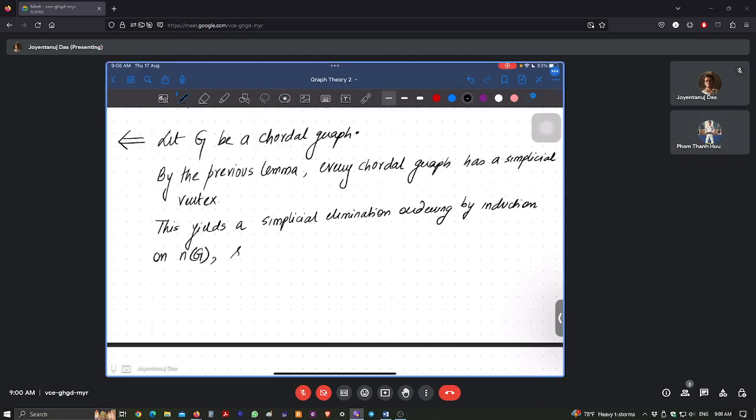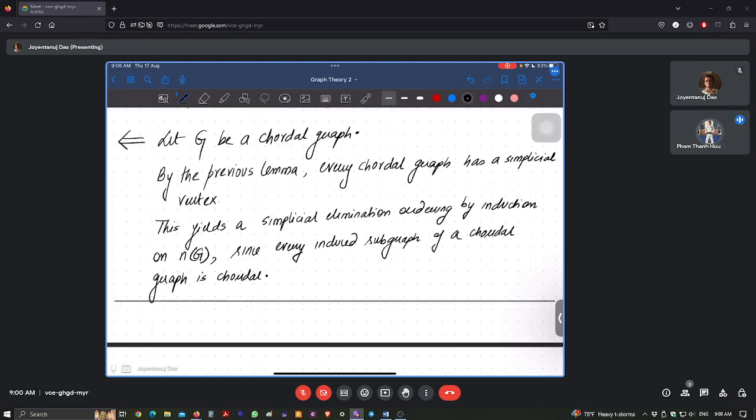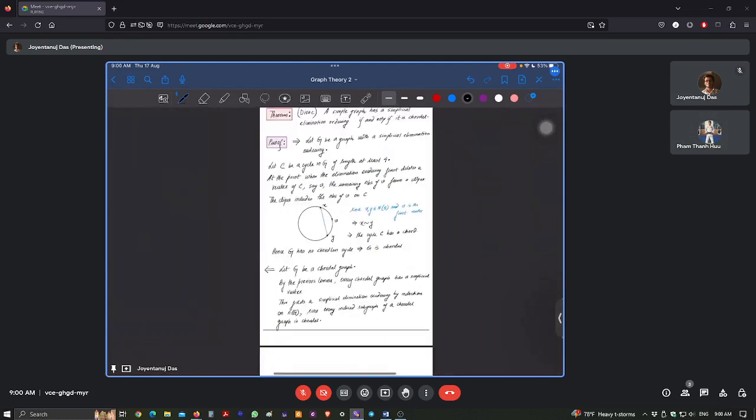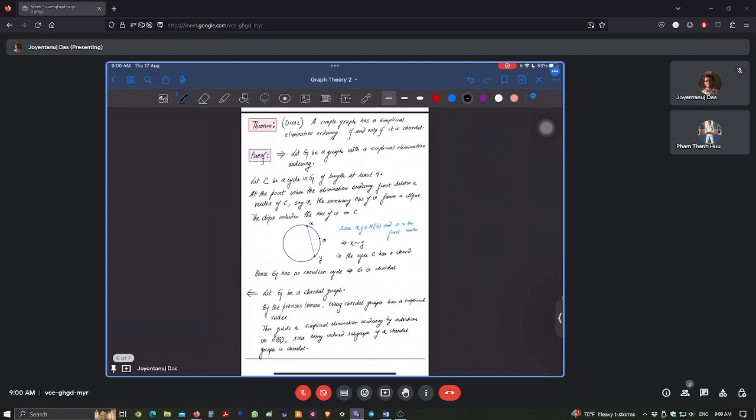Since every induced subgraph of a chordal graph is chordal, this gives me a simplicial elimination ordering, and we have this theorem: every simple graph has a simplicial elimination ordering if and only if it is chordal.